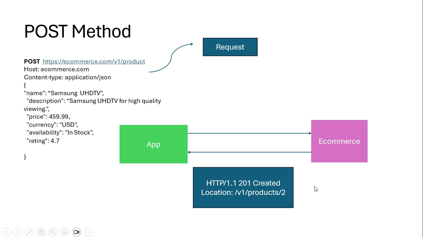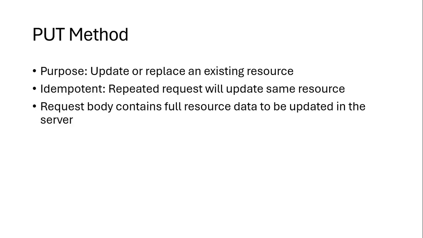Let's move to the next one. We have the PUT method. The purpose of the PUT method is to update or replace an existing resource. The POST method has created the resource, but the PUT method can update that resource. This is idempotent because repeated requests will update the same resource. It's not going to change the state of the server.